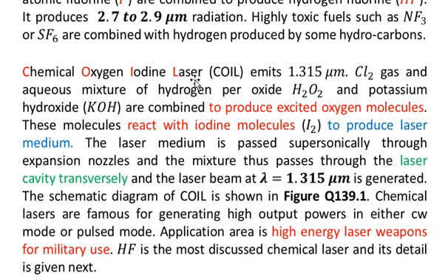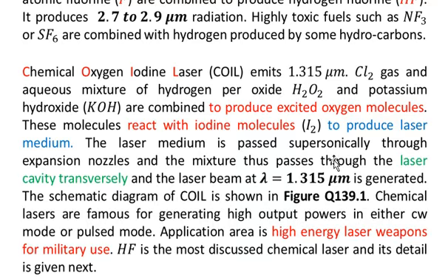Chemical oxygen iodine laser, abbreviated as COIL, emits 1.315 micrometer wavelength. Cl2 gas and an aqueous mixture of hydrogen peroxide, that is H2O2, and potassium hydroxide, KOH, are combined to produce excited oxygen molecules. These molecules react with the iodine molecule I2 to produce the laser medium.